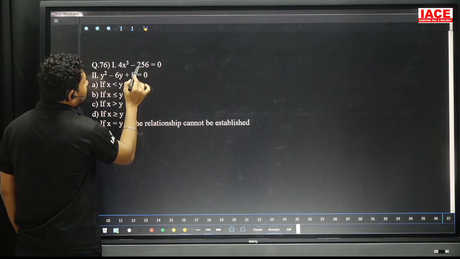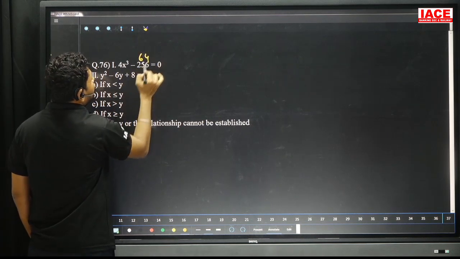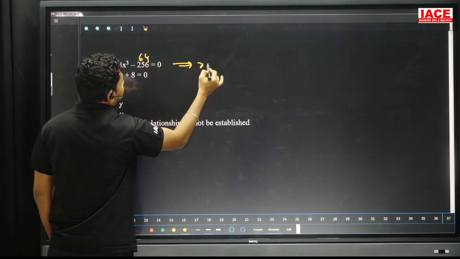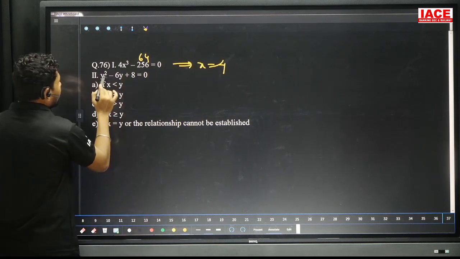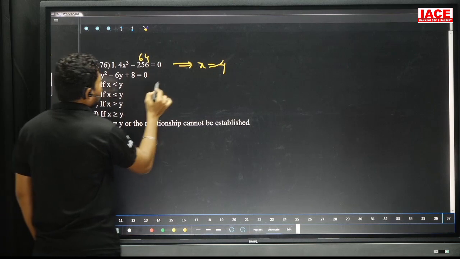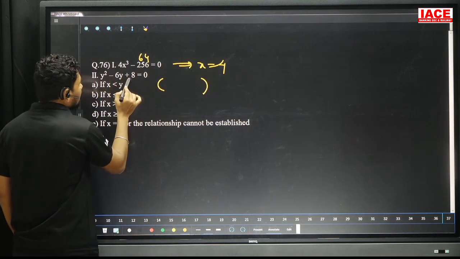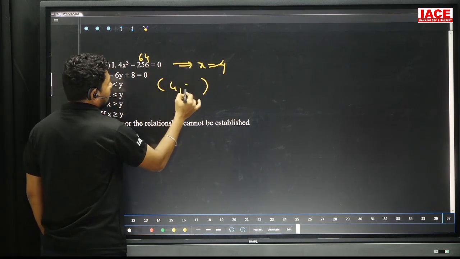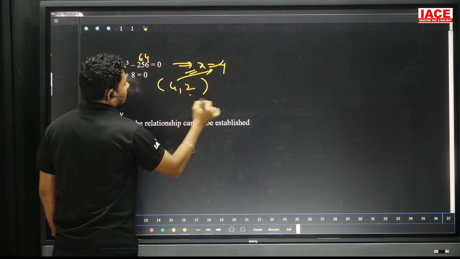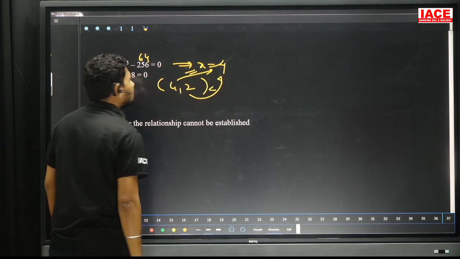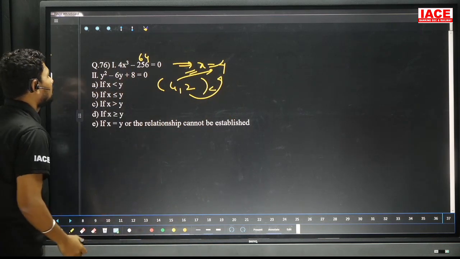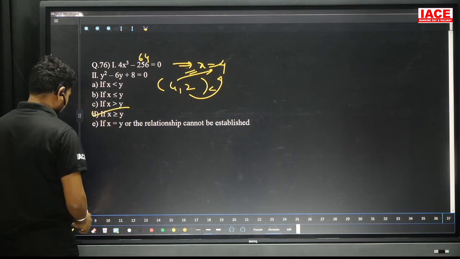4 divides 256, and you will get 4 sixes and 4 fours. X cube is equal to 64, which means x is equal to what? 4. And y square minus 6y plus 8. What is the factor of this? 8 can be distributed as 4 twos, that means 4 comma 2. Comparing 4 to 2, 4 is greater than 2. Then x is greater than or equal to y, option D.